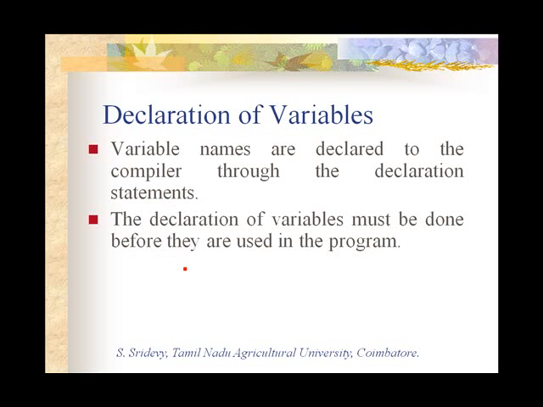Before using the variable names in the program, we need to declare them to the compiler. So the variable names are declared to the compiler through declaration statements. And the declaration of variables must be done before they are used in the program. It is most important. It is not possible for you to use the variables without the declaration. So the declaration of the variables must be done before the variables are being used in the program.